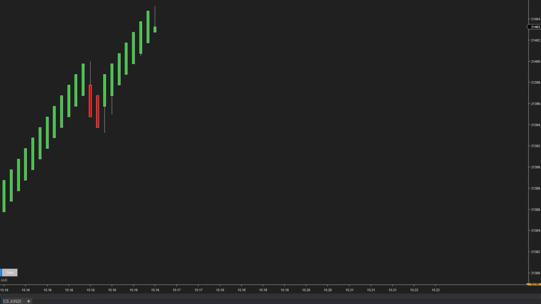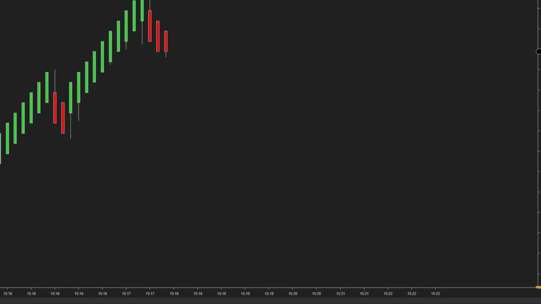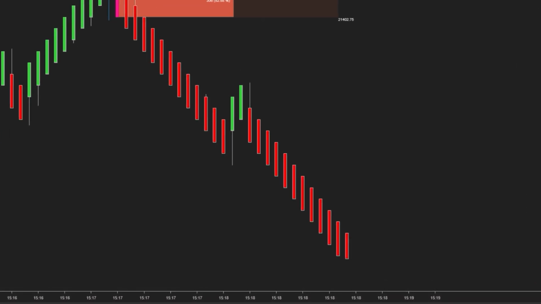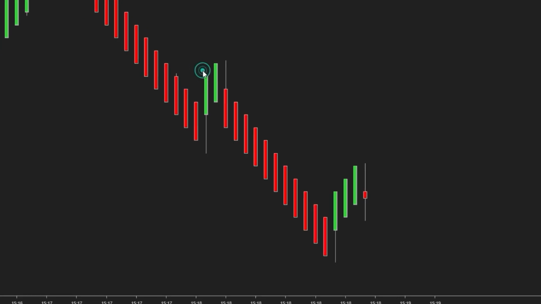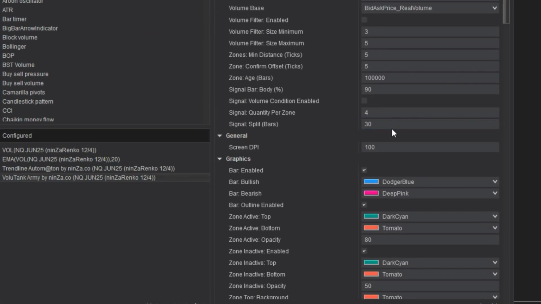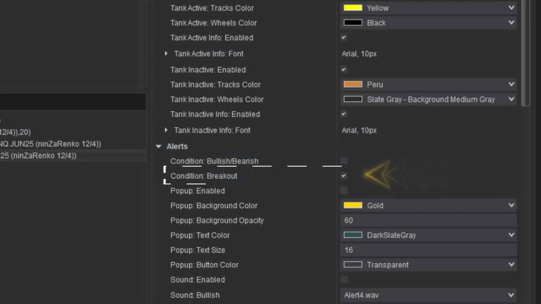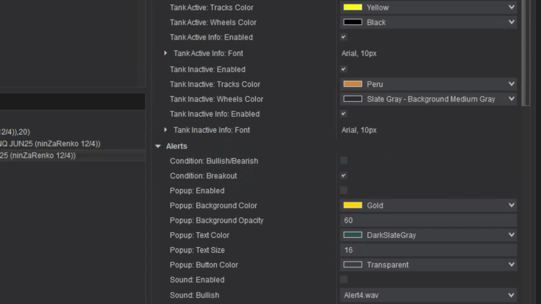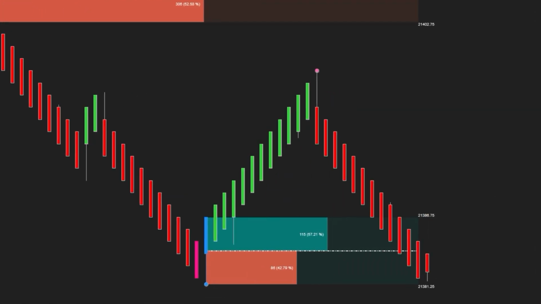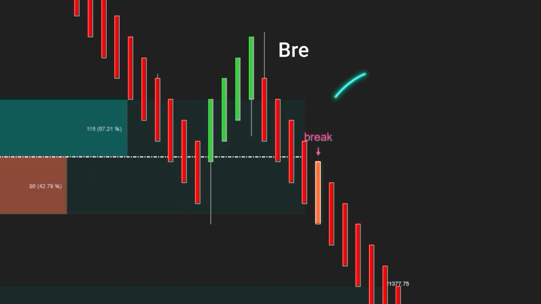The second type of signal provided by VoluTank Army is the break signal, ideal for traders who follow breakout strategies or use pyramiding techniques. You can enable this signal under the alert settings, using the condition breakout. The logic is simple yet effective. When a strong bearish candle breaks below and closes beneath a demand zone, the indicator will trigger a breakdown signal.